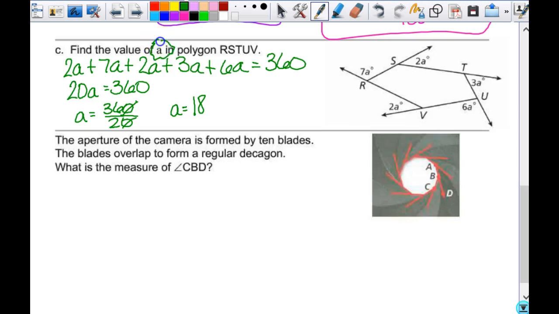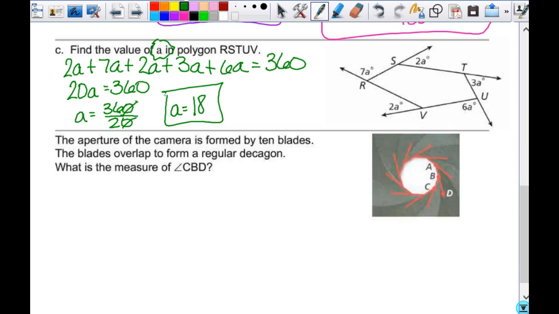It says find A. I found A. I am done. Okay? We good? Any questions? All right, then this last one says the aperture of the camera is formed by 10 blades.